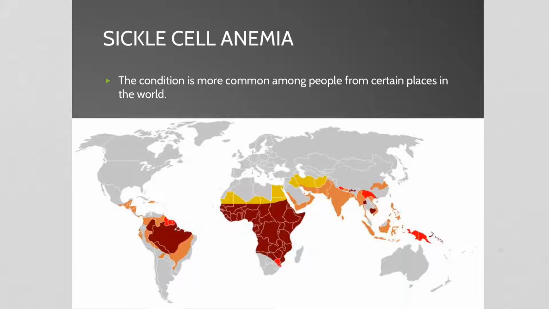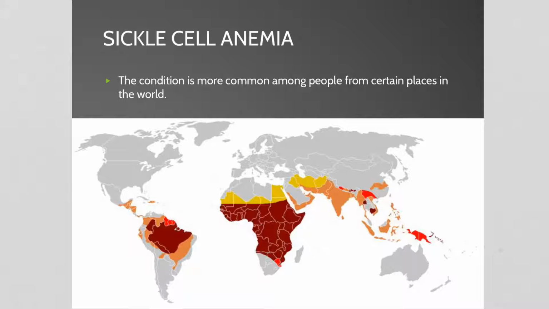kids. Now, one of the most interesting things about sickle cell is that it's more common in certain places around the world. What you actually see, and this is crazy, but once I explain it, it's going to make sense. If you look, most cases of sickle cell happen generally near the equator, in the tropics, right?